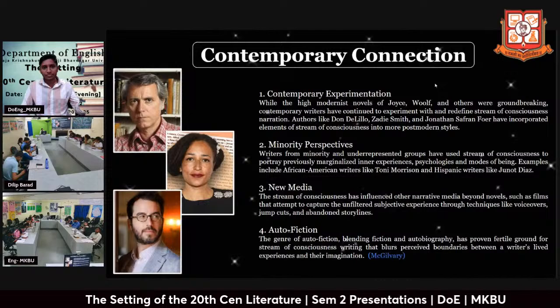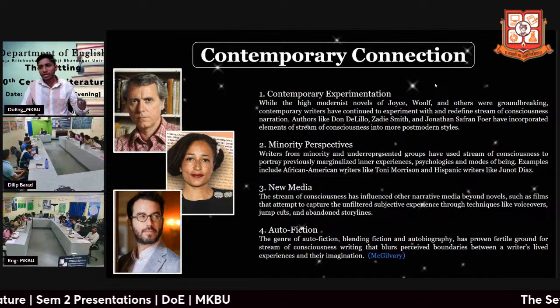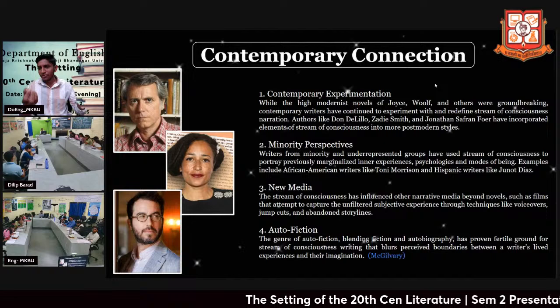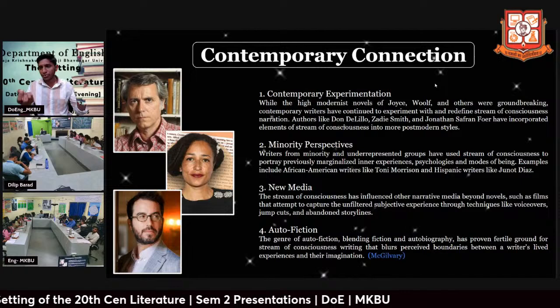Contemporary interpretation. While the high modernist novels of Joyce, Woolf, and others are groundbreaking, contemporary writers have continued to experiment with and refine stream of consciousness narration. Authors like Don DeLillo, Zadie Smith, and Jonathan Safran Foer have incorporated elements of stream of consciousness into the postmodern style.